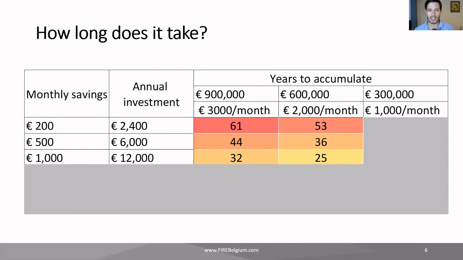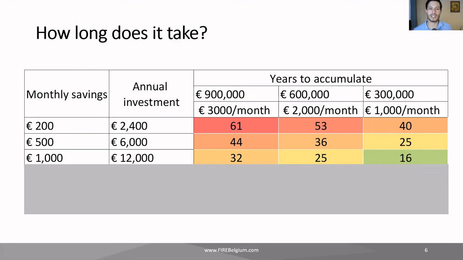Now, if you can live on 2,000 euros a month, and you can still save 1,000 euros, you need only 25 years. And if you can live on 1,000 euros a month and you're able to save 1,000 euros a month, then you only need 16 years, right? So as you decrease your cost of living, financial independence gets much closer, right?